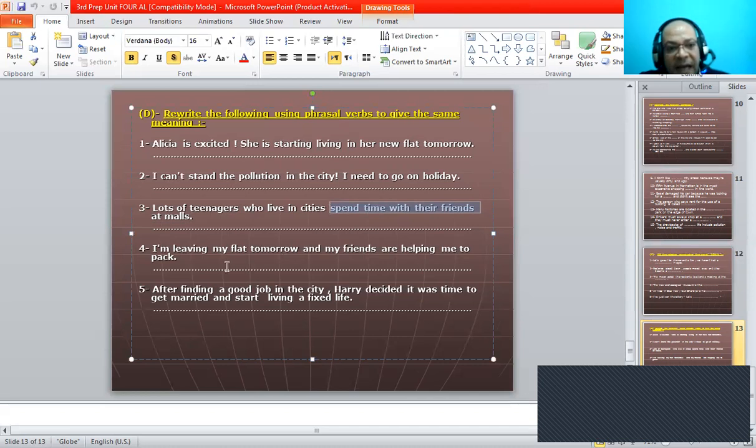Number 4: I'm leaving my flat tomorrow and my friends are helping me to pack. So here I am moving out of my flat tomorrow. I am moving, I remove leaving. I am moving out tomorrow, and my friends are helping me pack my bags and stuff.